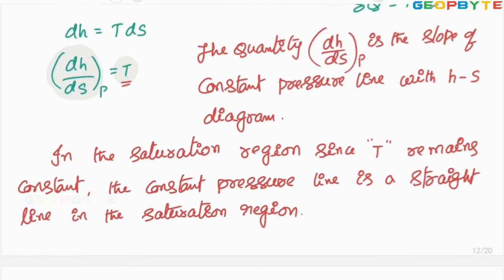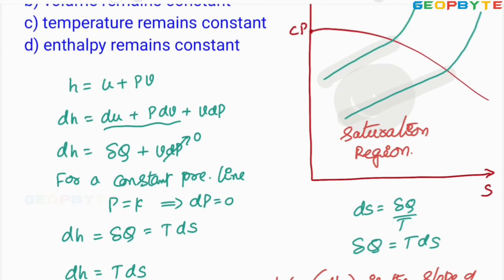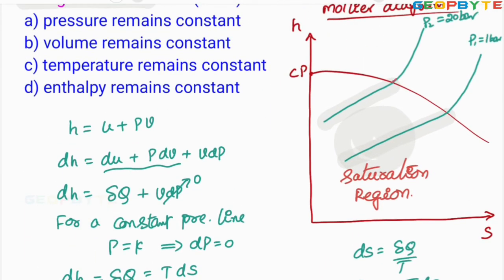But remember, the same constant pressure line is bending upwards in the superheated region, because temperature is not constant in the superheated region. This is the superheated region. Since temperature is changing in the superheated region, the constant pressure line is bending upwards. Though it is bending upwards, the slope is remaining positive. The slope positive means as the enthalpy increases, entropy also increases.